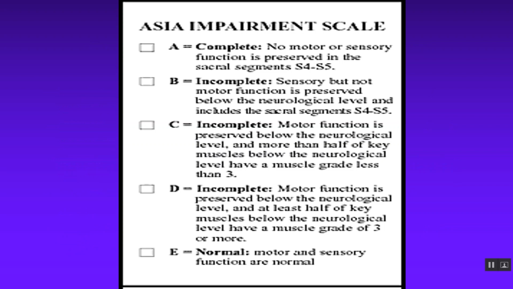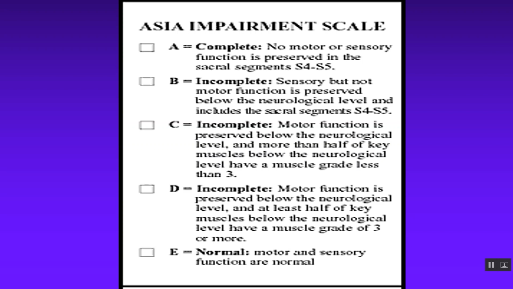So this is the ASIA impairment scale, and if you're an ASIA A, that means they're complete. They have no motor or sensory function, and that also includes the sacral segments S4 to S5. They have nothing preserved below that level, including the sacral segments. Then there's incomplete with ASIA B. They have some sensory information but not motor function preserved below the neurological level, and it includes the sacral segments S4 and S5. So they have some sensation sporadically below the level of the injury, including some sensation in that lowest, S4 to S5, in the rectum area.